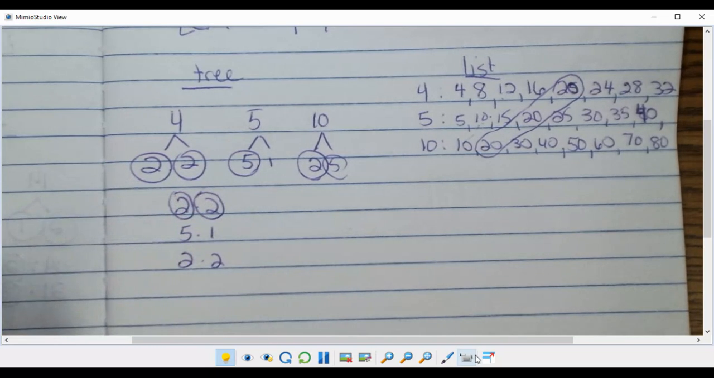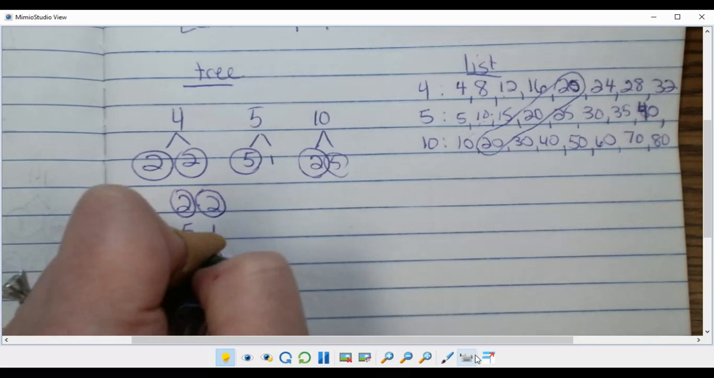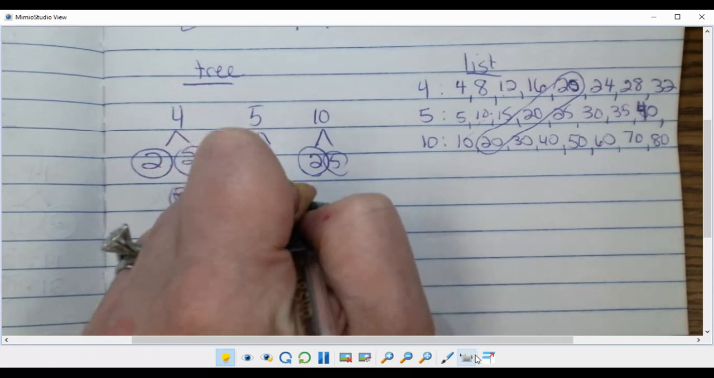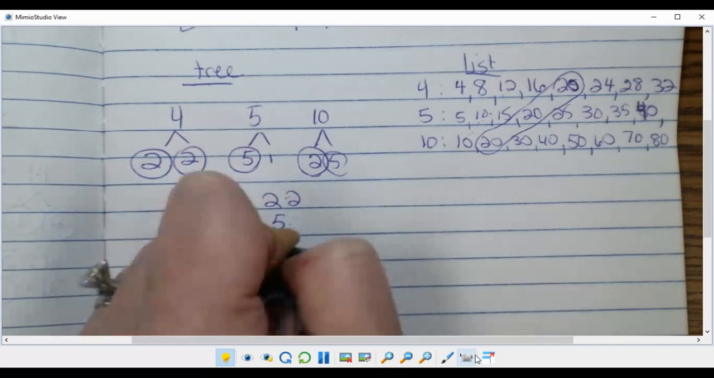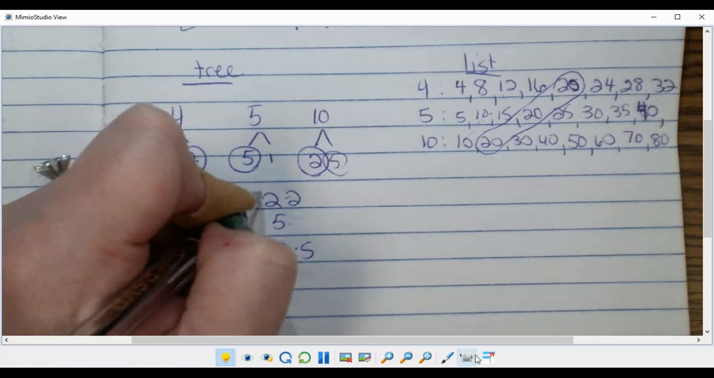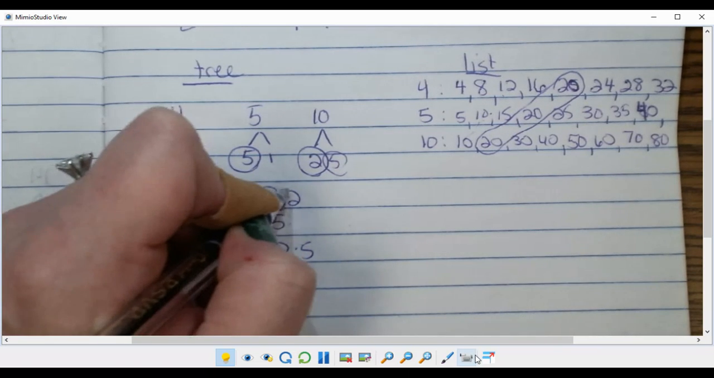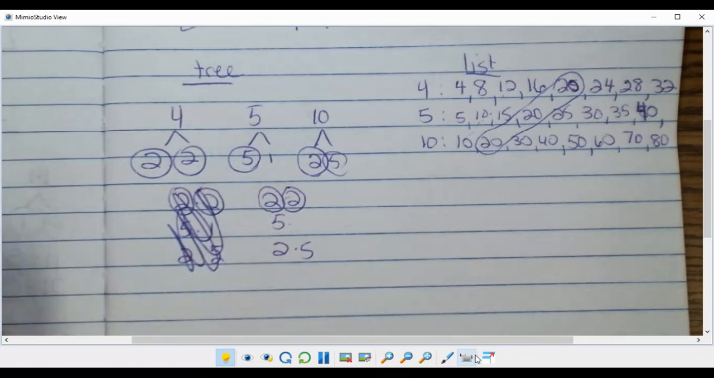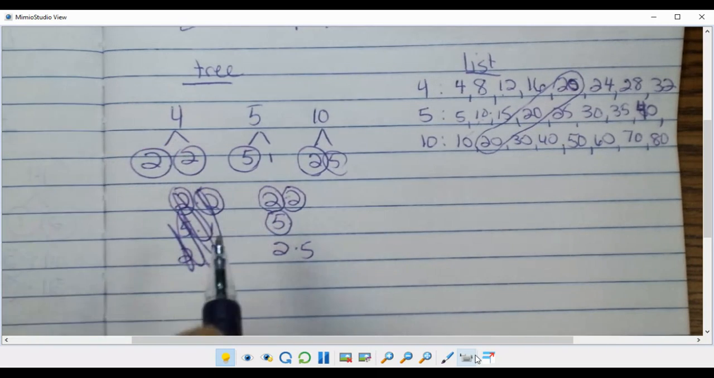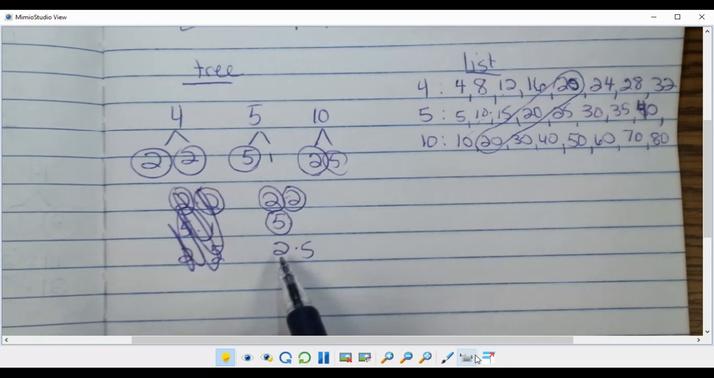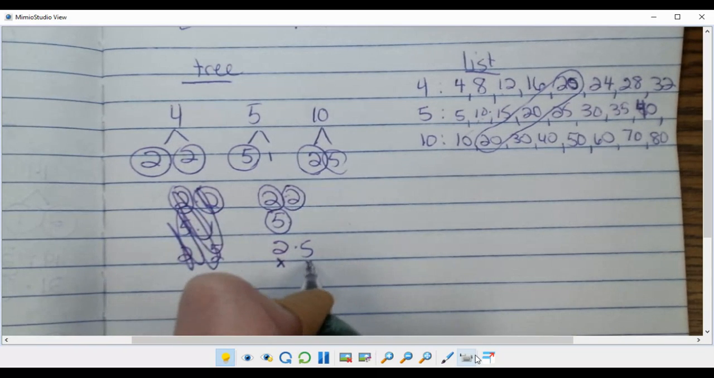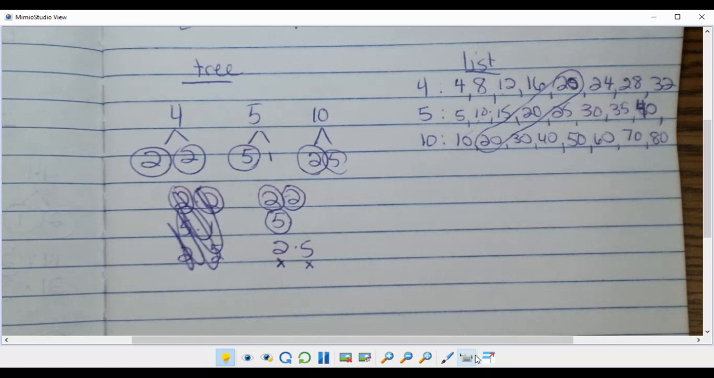So I've got a 2 here and another 2 here. Nope, scratch that, I'm going to rewrite it. 2 times 2, 5, and 2 times 5. Starting over. This 2 and this 2, because remember we have to count everything, and this 5. I already have a 2 included, so I'm not going to count this one. And I already have a 5 included, so I'm not going to count this one.